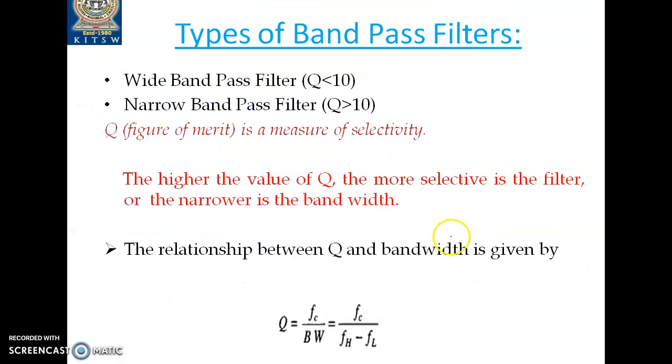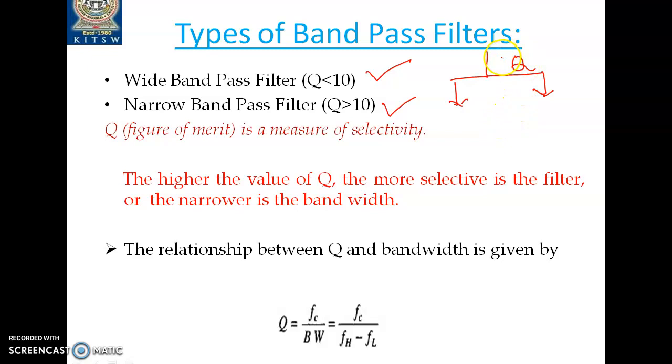Alright, so what are the categories of the band pass filter? Mainly we can see two important categories: the first one is the wide band pass filter and then the narrow band pass filter. On what basis are we dividing these two? With respect to the quality factor. The quality factor or the figure of merit, both are the same.